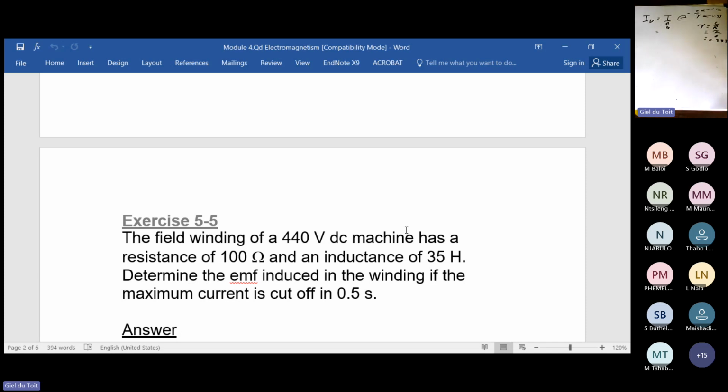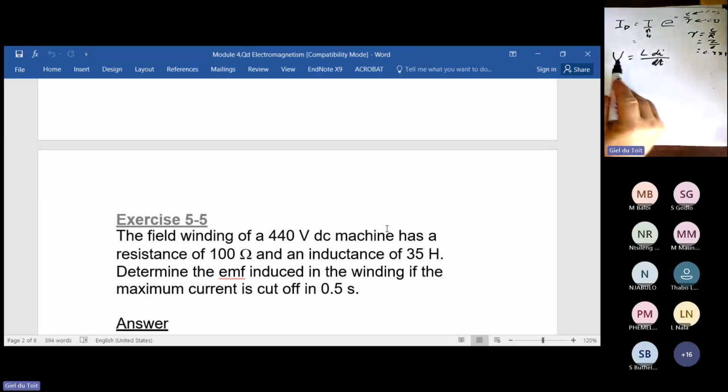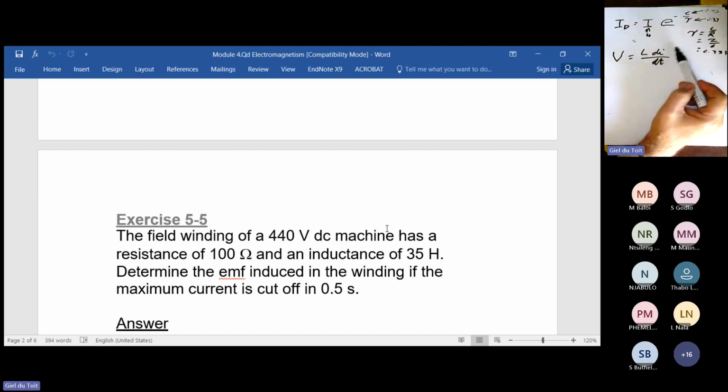So this formula is V equals L di dt. L di dt. L is 35 Henry. What is di? What is the change in current, people? Who can tell me? I'm not telling you. What is the change in current? What is the current here in this problem? There's a current. What is it? Can someone try?